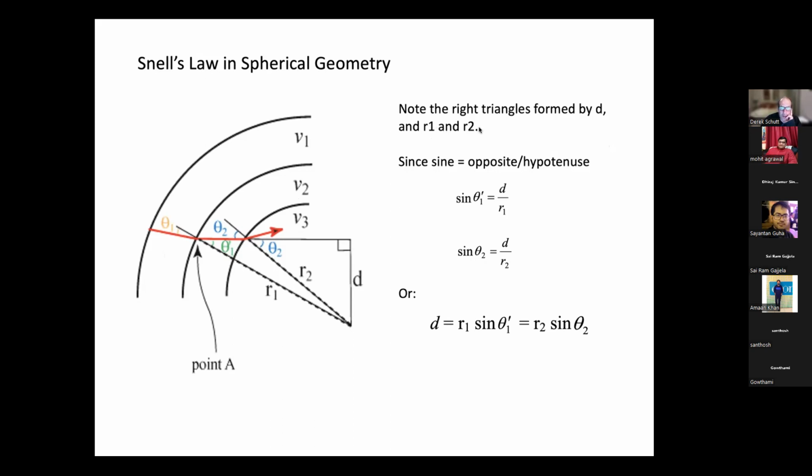Now we will note the right triangle is formed by D, R1, and R2. So here's D, here's R2, here's R1. And since sine is opposite over hypotenuse, sine of theta 1 prime is D over R1. Sine of theta 2, so here's theta 2, is D over R2. So we can set these both equal to D. So that tells us R1 sine of theta 1 prime equals R2 sine of theta 2.